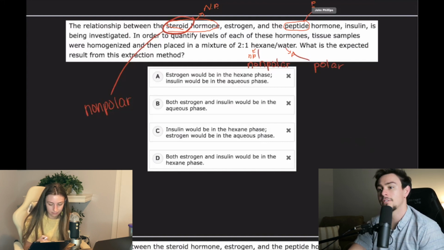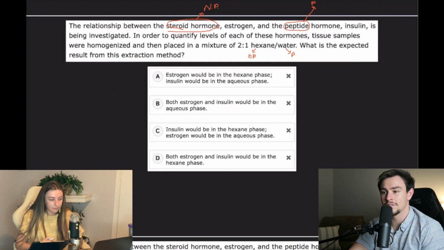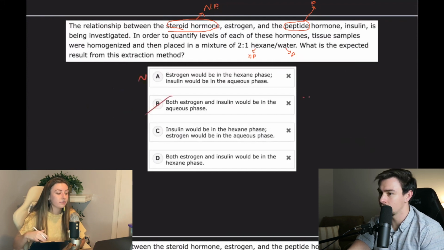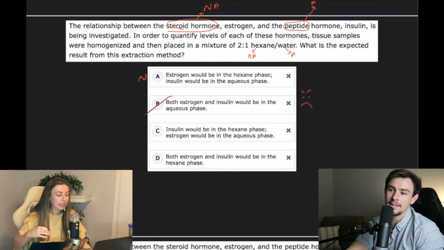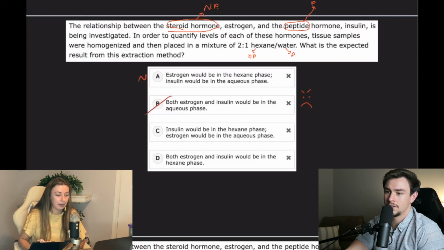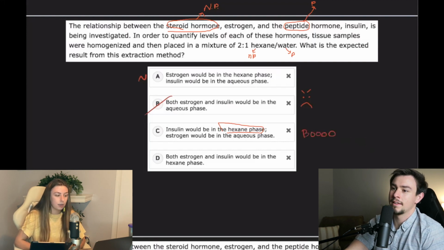Okay, so A says estrogen would be in the hexane phase, insulin would be in the aqueous phase. I don't hate that. I'll say maybe A. B says both estrogen and insulin would be in the aqueous phase. No, I don't like it. I do hate that because estrogen is a steroid hormone, which means it's made out of lipids, which means it's not aqueous. So maybe not B. C says insulin would be in the hexane phase. I dislike that already, and I feel like I am catching on to a trend here.